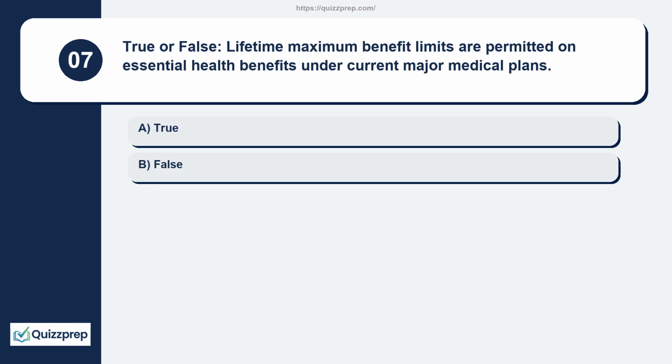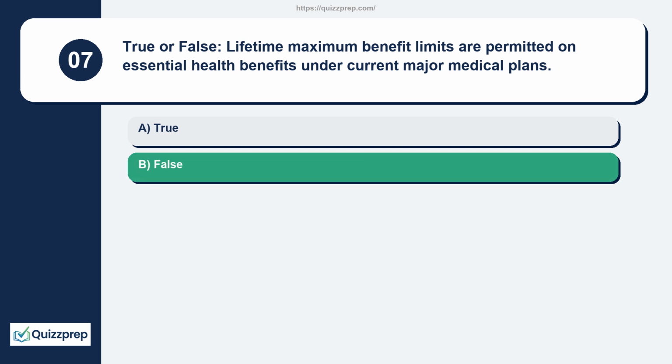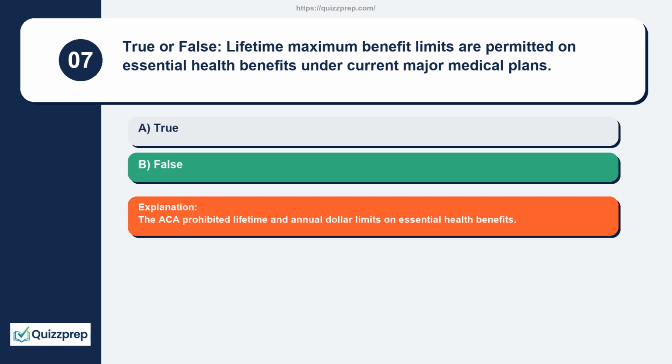Question 7. True or false, lifetime maximum benefit limits are permitted on essential health benefits under current major medical plans? True, false. The ACA prohibited lifetime and annual dollar limits on essential health benefits.